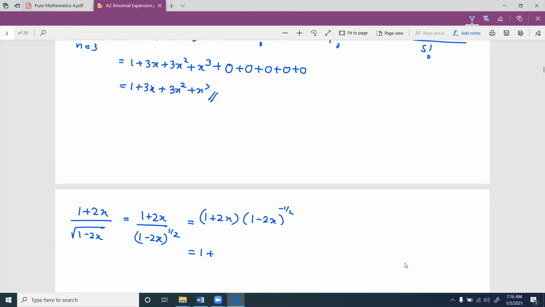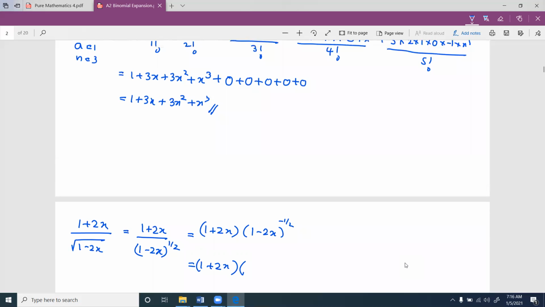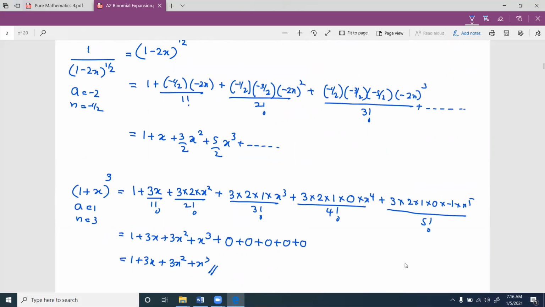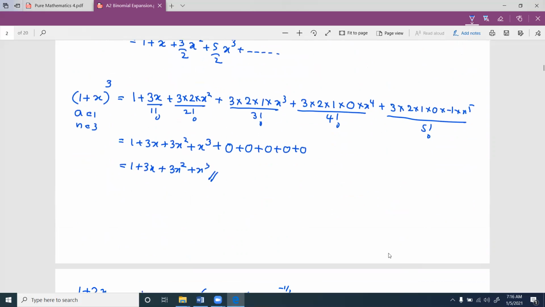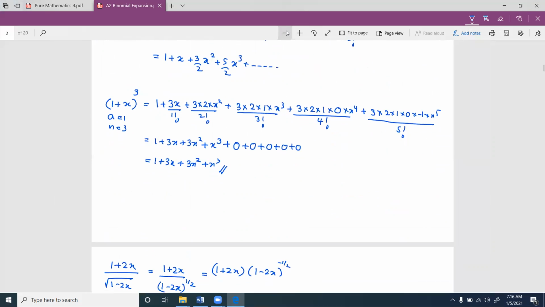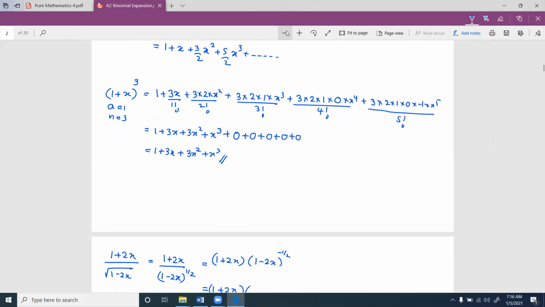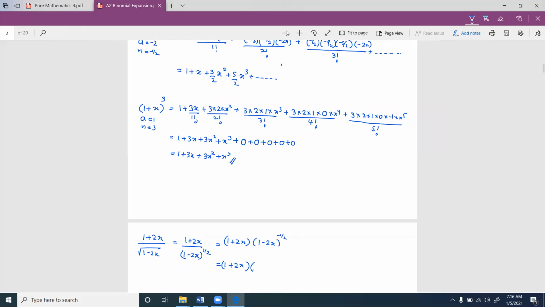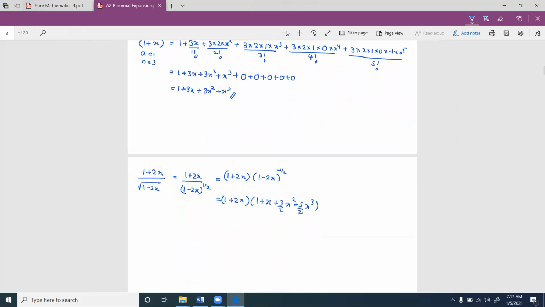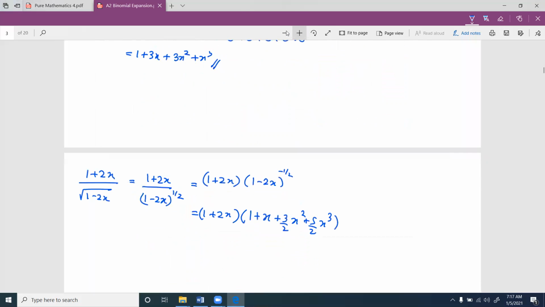So you can write 1 plus 2x times, now you can expand this term. We had this expansion over here. We already got this answer over here. I'm using the same expression, so I just make it a little bit smaller. Then I can include the same thing over here. Then I can write it. So this answer is 1 plus x plus 3 over 2 x squared plus 5 over 2 x to the power 3. Usually we write up to x to the power 3. Then we'll try to do this expansion. I need a little bit larger expression.